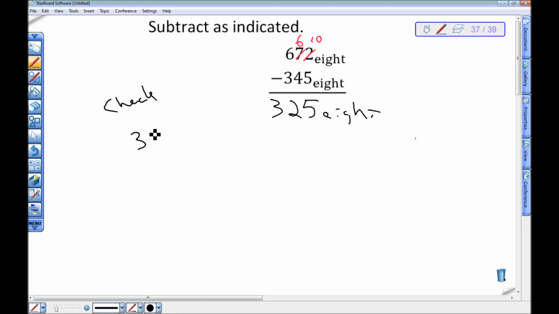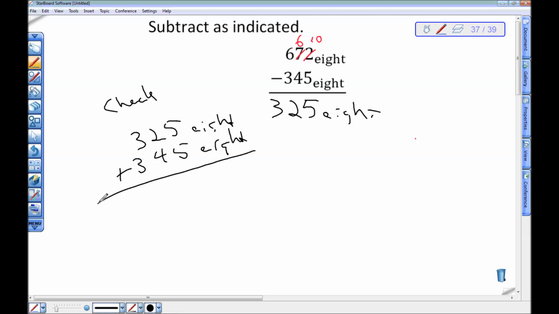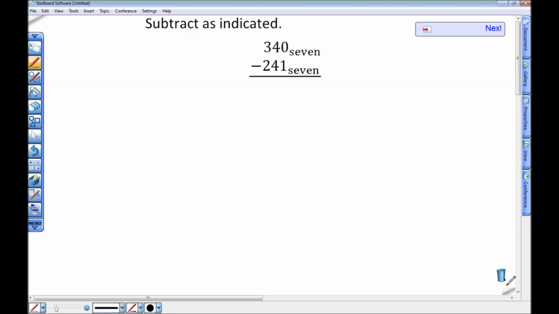So I'm going to take 325 base 8. Now to add 345 base 8. 5 plus 5 is 10, which is 1, 8, and 2 more. 1 plus 2 plus 4 is 7. 3 plus 3 is 6. And that checks out. I did my subtraction correctly. All right, let's look at another example.